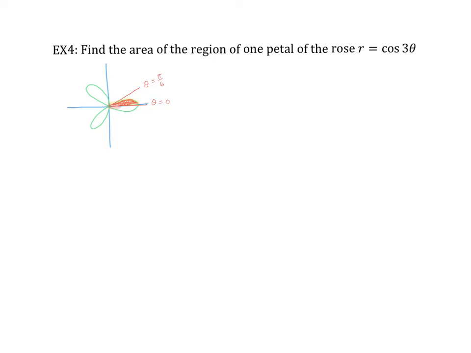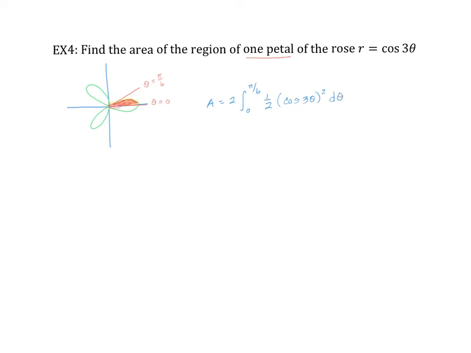So that one piece that I'm looking at, this piece here, I've got 1, 2, 3, 4, 5, how many am I going to? Oh, so I'm just trying to find the area of the region of one petal. Oh, okay, well then I can do what I did before. I'm just going to take that one piece and multiply it by 2. So my area is going to be 2 times the integral from 0 to pi over 6 of 1/2 of cosine 3 theta squared d theta.